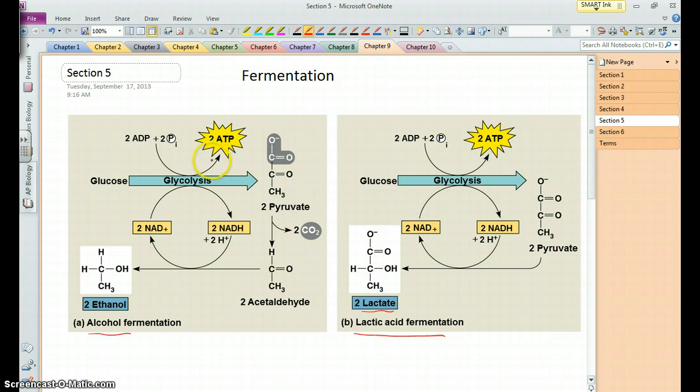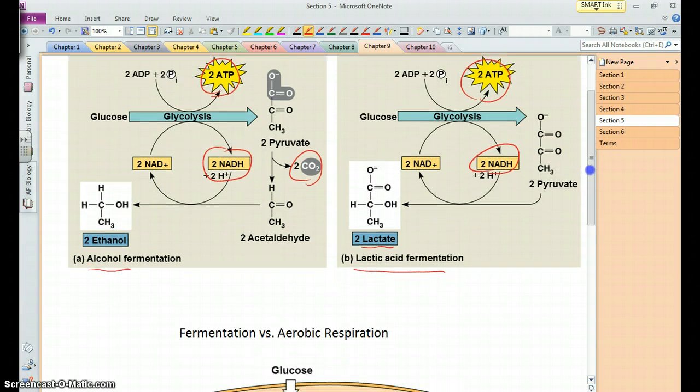So you see we get our gain of 2 ATPs and a couple NADHs in each case. But with alcohol fermentation, our pyruvate is converted into ethanol, also giving off some CO2. And in lactic acid fermentation, it's converted into lactate. And so you can see the NADH and NADs are just cycling here in this conversion process. That's it as far as extracting energy in fermentation. We don't get a whole lot, just a couple ATPs. There's still a lot of energy left in the ethanol and the lactate.